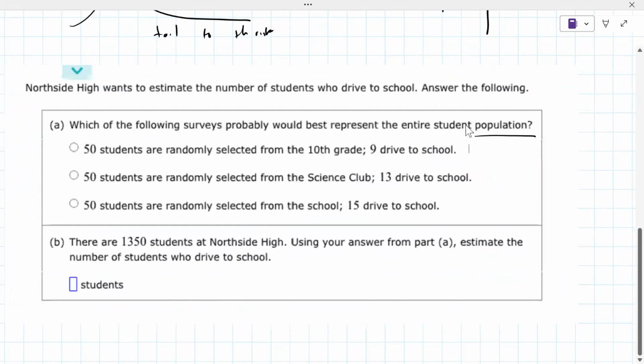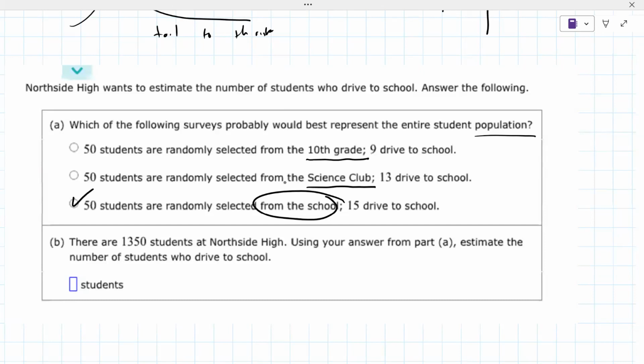Okay, so you're trying to say what's the best way to figure out all the high school students? You don't want to be too specific. You don't want to be too narrow. Students from 10th grade, that's pretty narrow. Science club is narrow. If it's from the school, that's a good choice. Okay. That's not very specific. That's very big.